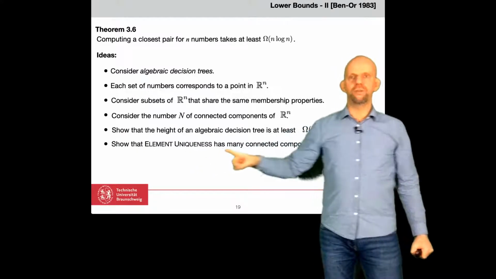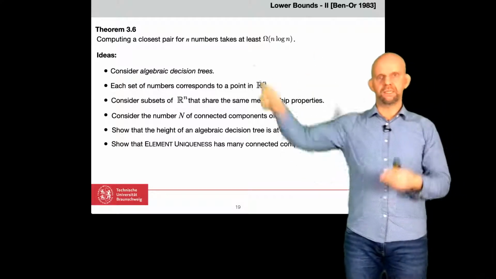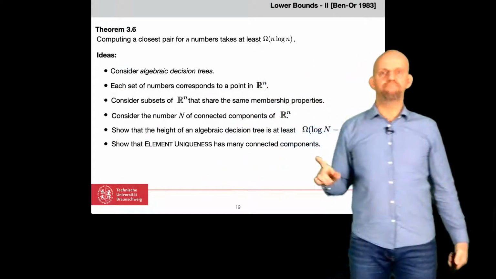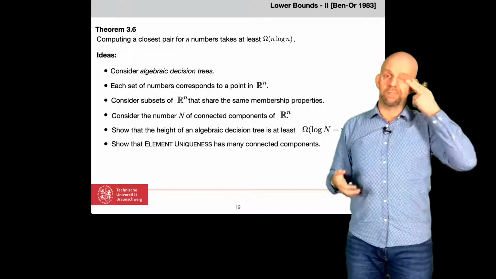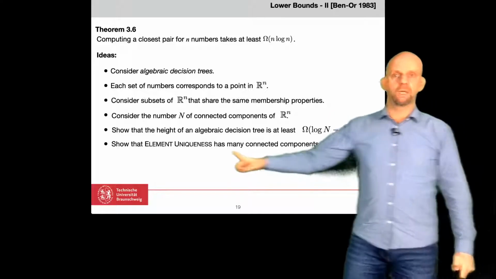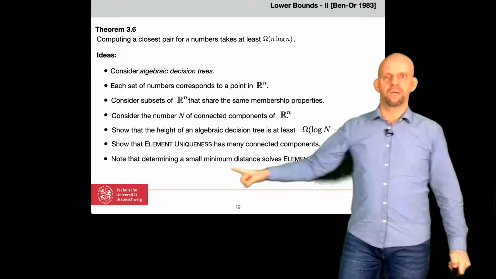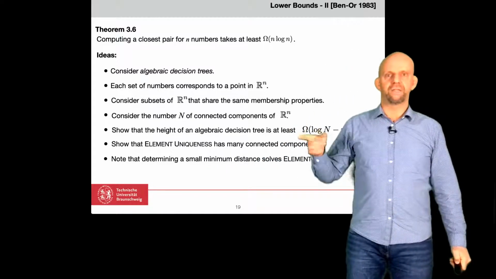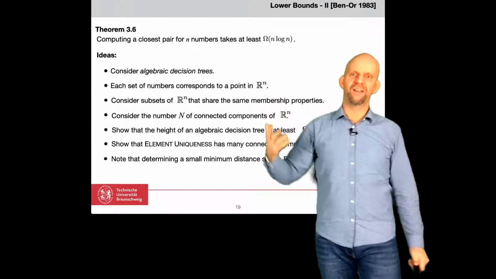Now, element uniqueness in this way of interpreting that problem, you can show that it has many connected components, just like permutations have, but this is a more geometric setting. So many connected components, and then when you take the logarithm of that, that gives you what I showed you in the beginning from that paper, n log n as a lower bound.